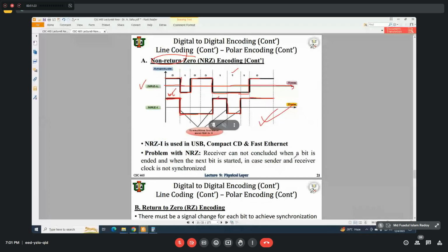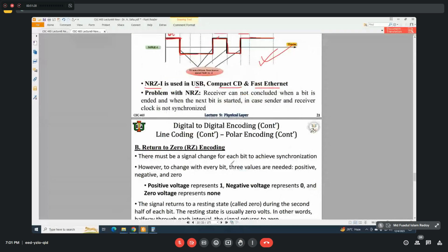So yes, they say that NRZ is used in USB, CD, and Fast Ethernet. Okay.